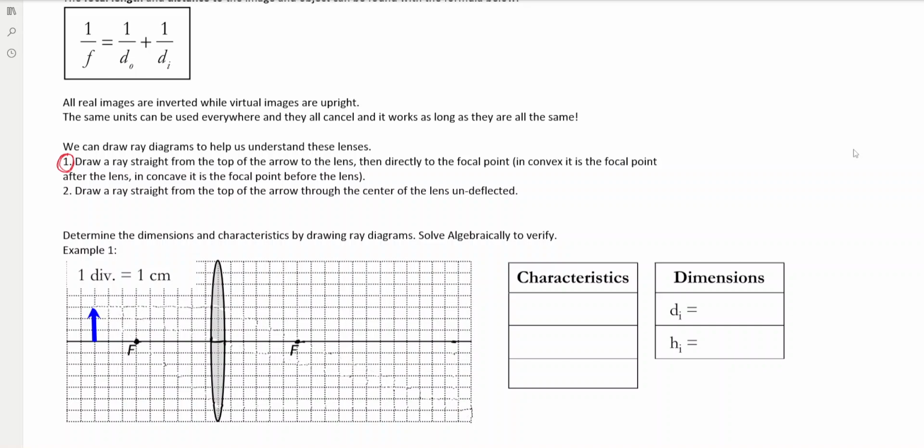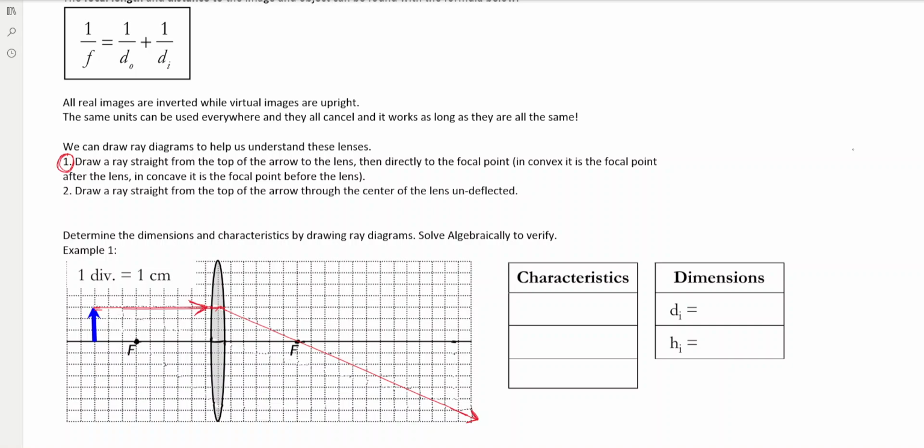So from the tip of the arrow directly to the lens, we're going to draw a line. Now, this is not always nice and easy to draw, but there you go. It's going this way towards the lens. Once it gets to the center of axis, then it goes directly to the focal point. I'm just trying to make sure that I nail this as good as I can. There it is. Okay, so that's my first arrow.